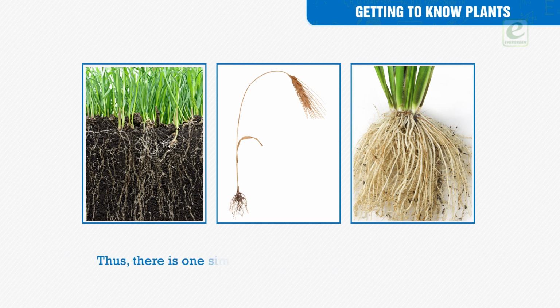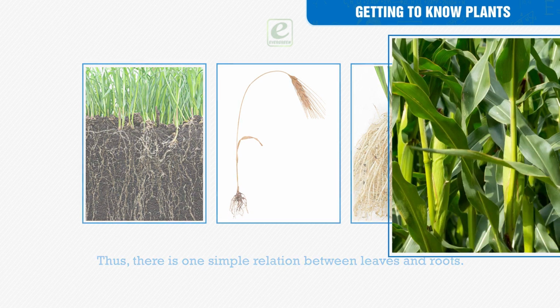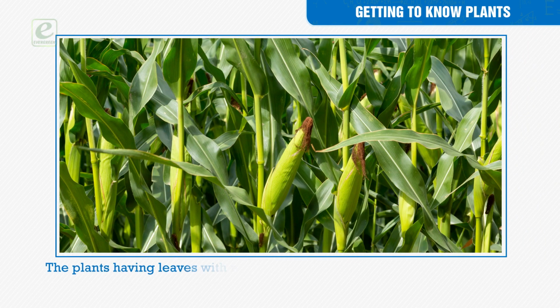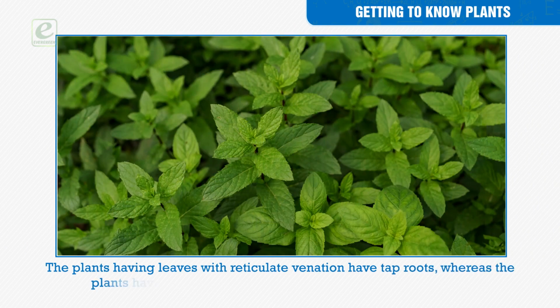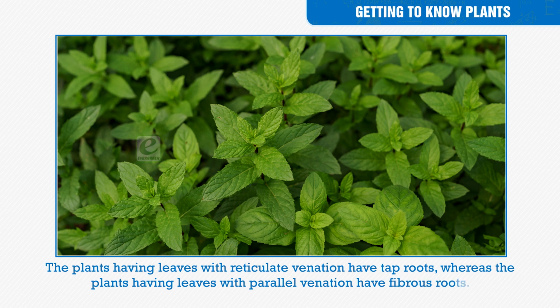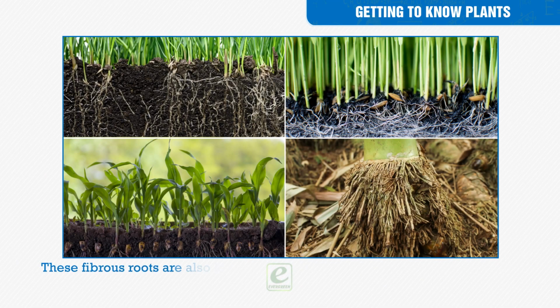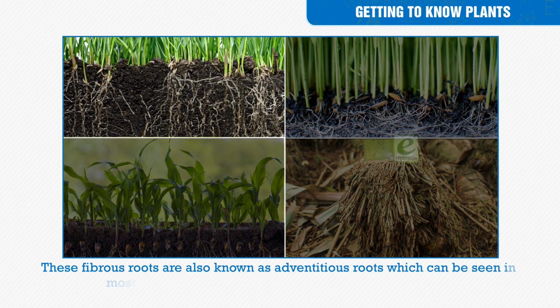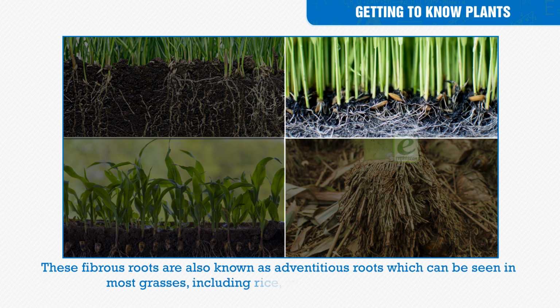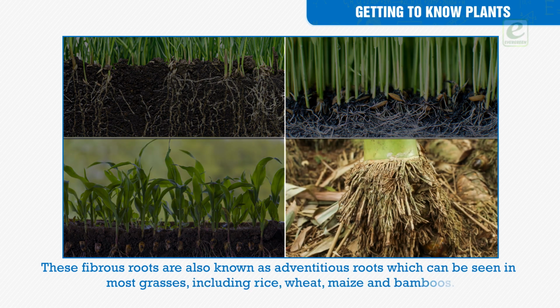Thus, there is one simple relation between leaves and roots. The plants having leaves with reticulate venation have taproots, whereas plants having leaves with parallel venation have fibrous roots. These fibrous roots are also known as adventitious roots, which can be seen in most grasses, including rice, wheat, maize, and bamboos.